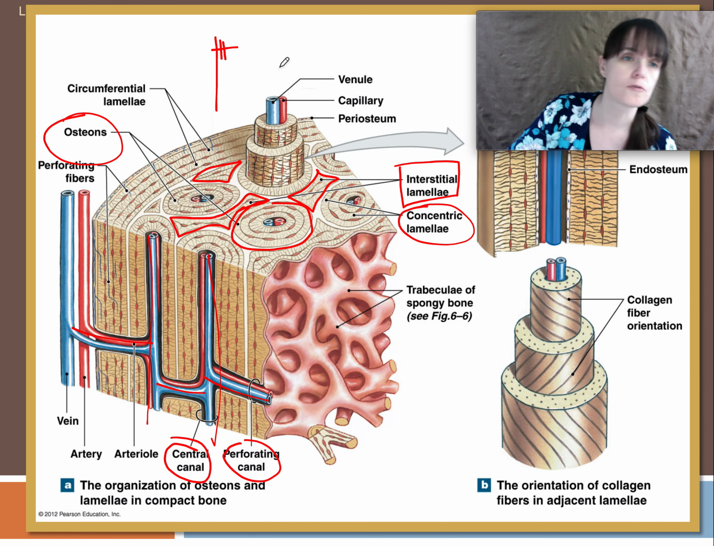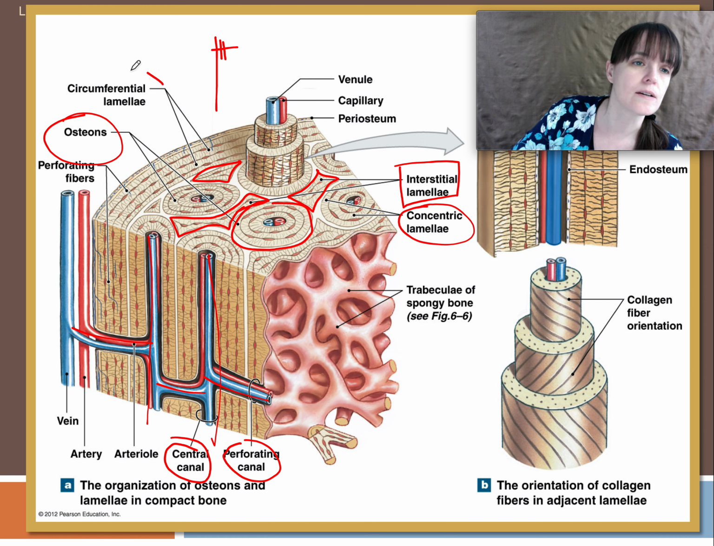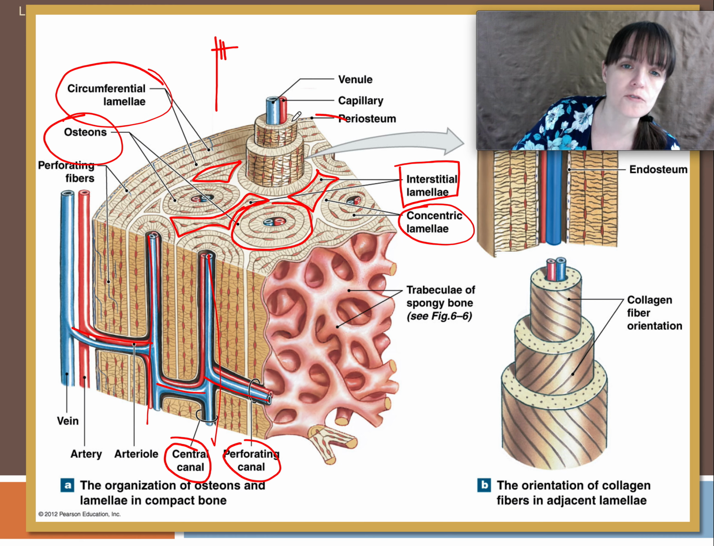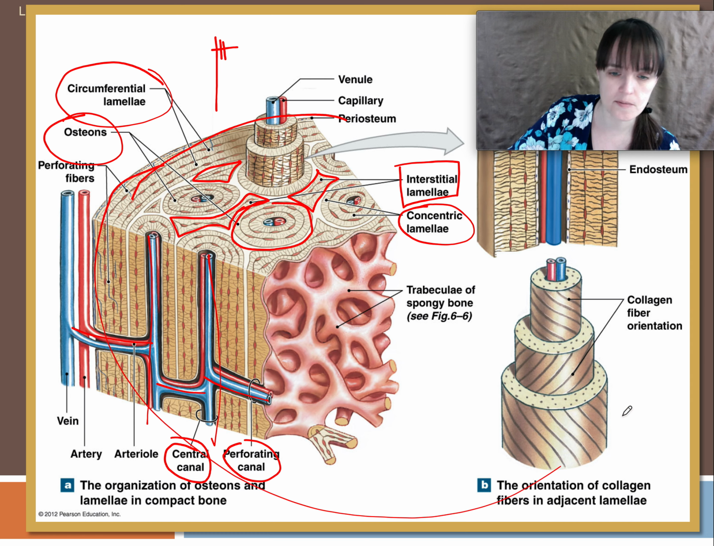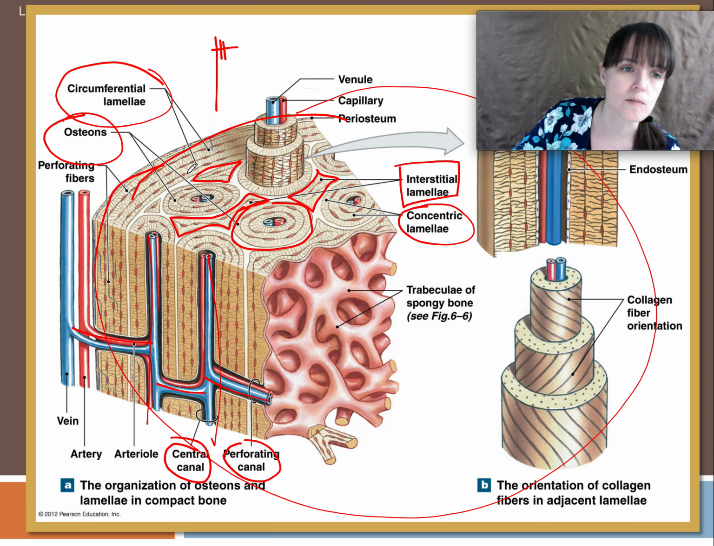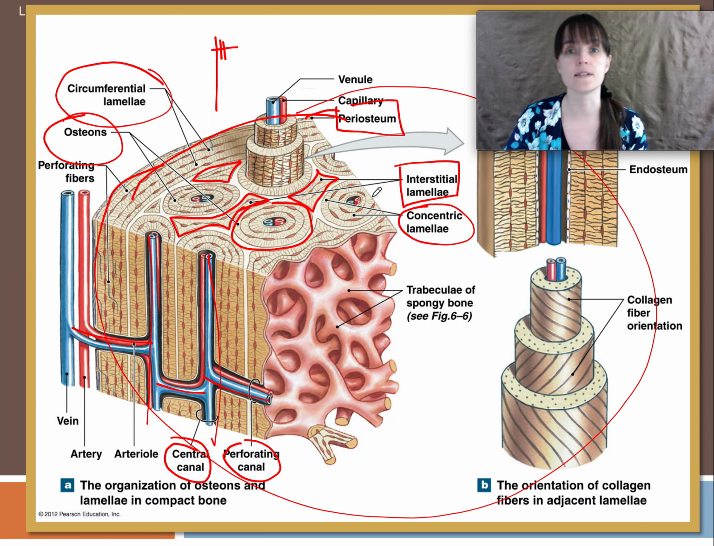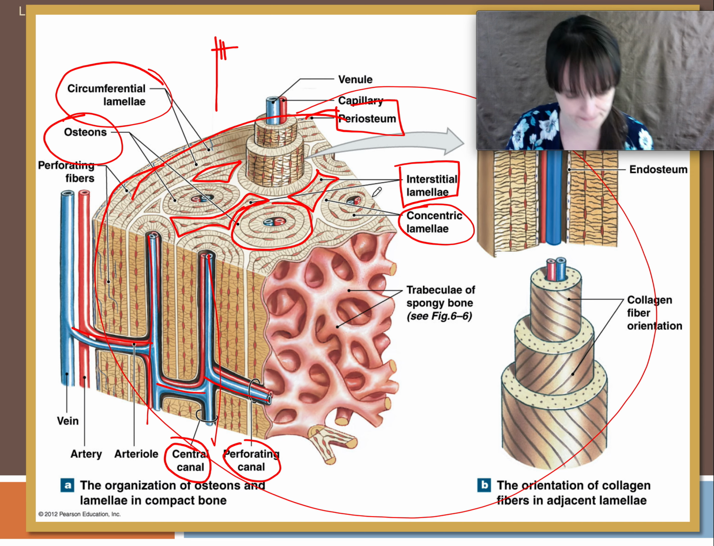And circumferential lamellae go around the whole circumference of the bone. This bone has been cut, but it goes all the way around the circumference, just under the periosteum, which is this outer edge, has an outer fibrous layer and an intercellular layer, just like the perichondrium had.